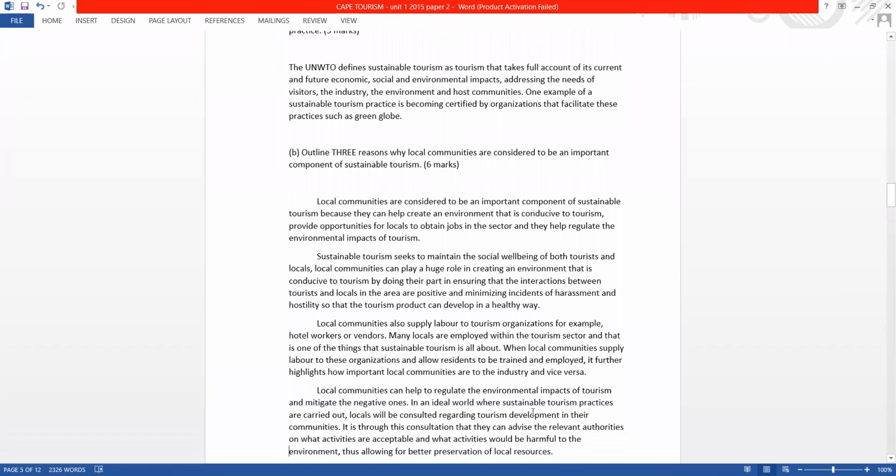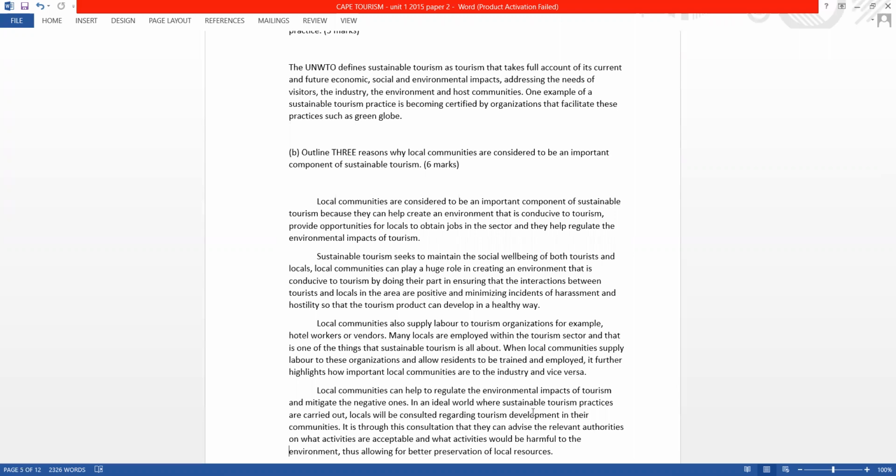So, local communities are considered to be an important component of sustainable tourism because they can help create an environment that is conducive to tourism, provide opportunities for locals to obtain jobs in the sector, and they help regulate the environmental impacts of tourism, right?